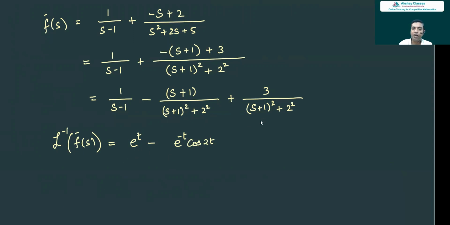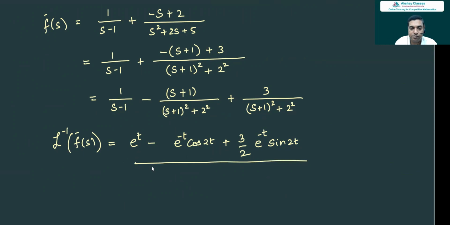Simple. Next, this is sine. 3 comes out as a constant. You have to multiply and divide by 2, and then this is sine, but s is replaced by s plus 1, so you have to multiply it by e power minus t sine 2t. So this is the result. We can simplify it further if needed, but we can stop here.